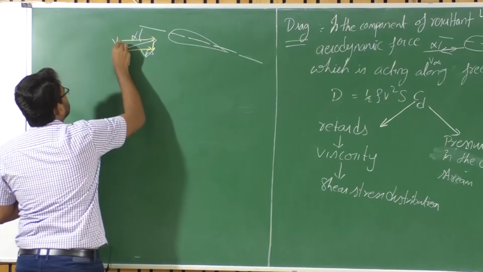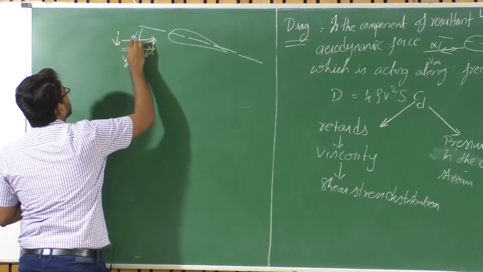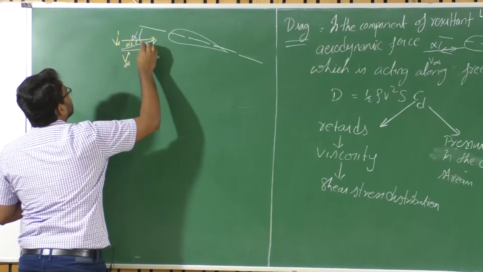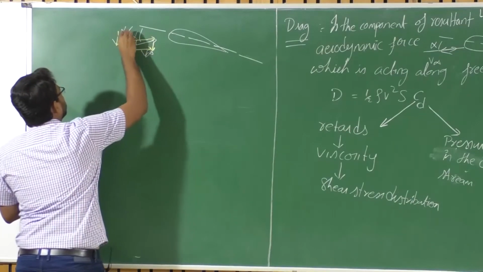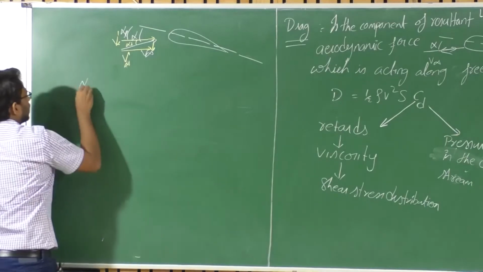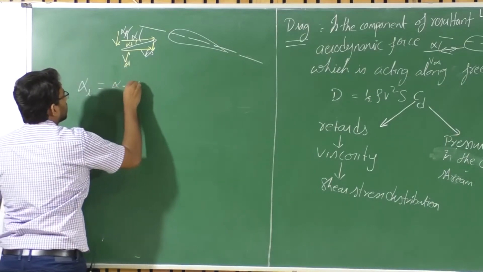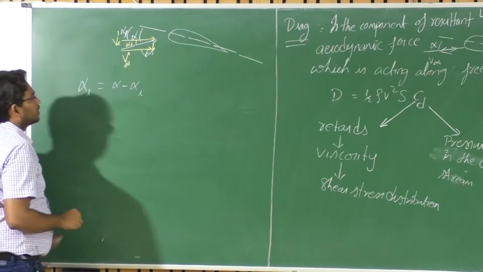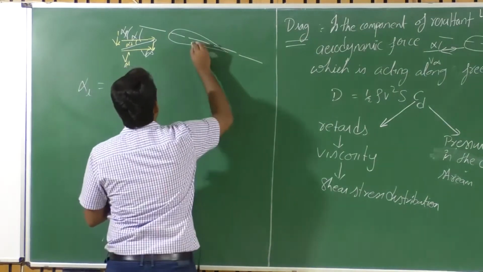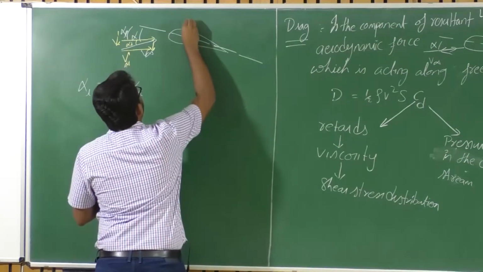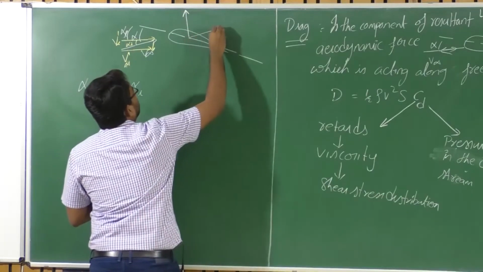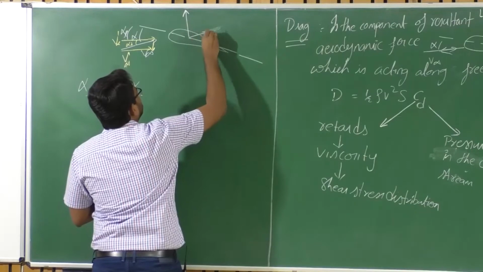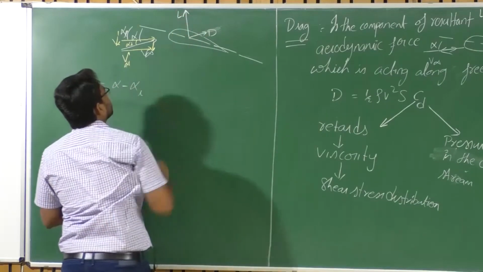So this is V infinity prime, which induces a certain angle called alpha I. This particular angle is your local angle of attack. Do you remember, alpha L is equal to alpha minus alpha I? This generates a lift. Say this is your overall lift acting perpendicular to the overall free stream velocity.